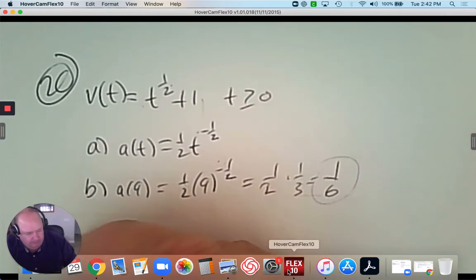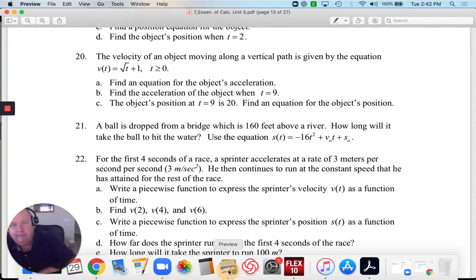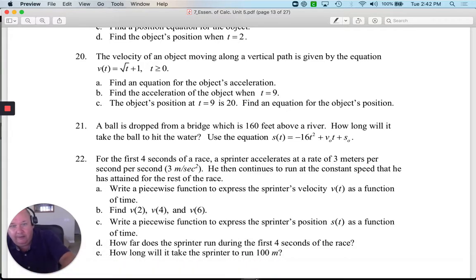C, I think, says to find the position. So what's the object's position at t equals 9? Oh, the object's position at t equals 9 is 20. Find an equation for the object's position. So the object's position is the antiderivative of velocity. And I'm just going to write down 9, 20, so I know that I need to plug that in.